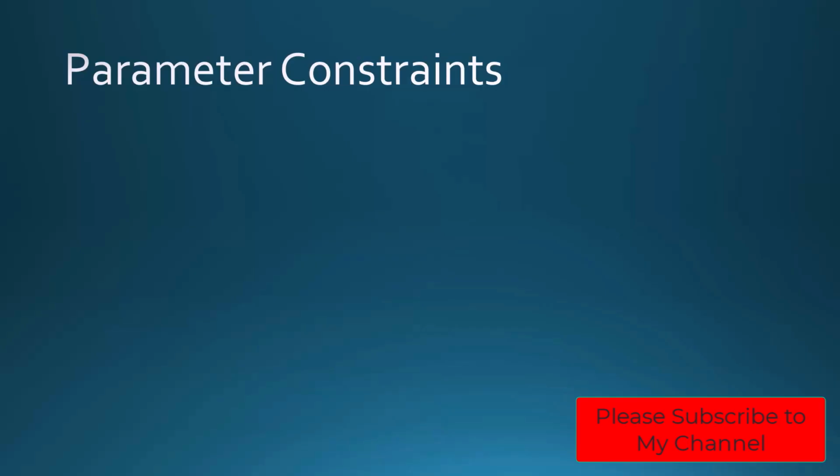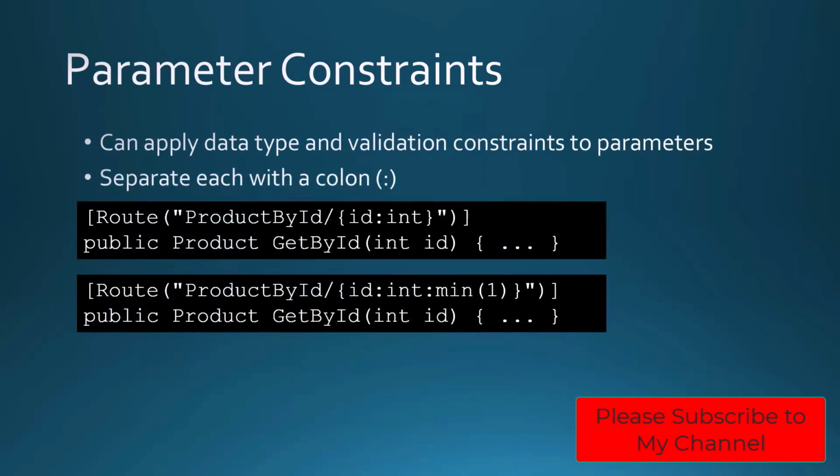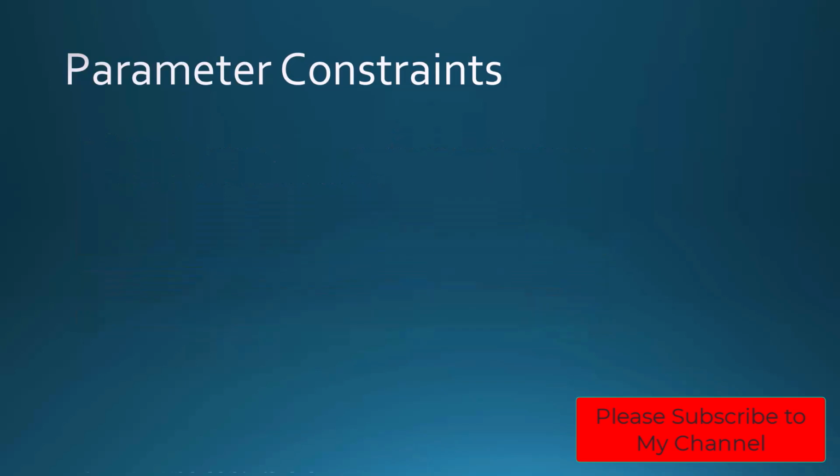One of the things that's really neat about the MVC model here is we can do parameter constraints. We can apply a data type and validation constraints to parameters. We separate each one with a colon. So here you can see on the route product by ID, ID : int. So we're specifying after the colon there what data type we're expecting the user to pass. And then another one, route product by ID, it might be ID : int min1, and you can specify a minimum value, a maximum value. There's all sorts of different parameter constraints that we can use.